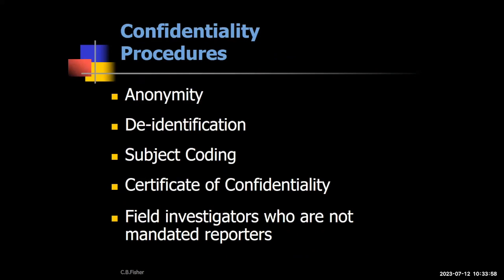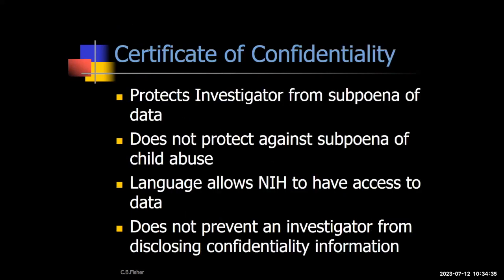So you all know all these confidentiality protections. John just gave a great description of one of them. Anonymity is one of them, de-identification, subject coding, even in qualitative research, the certificate of confidentiality, and then field investigators who are not mandated reporters. One of the things you really have to think about is that you may not be a mandated reporter, but the people in the setting that you're in may be. So you have to understand that that then subjects you to mandated reporting in your state, whatever the state reporting laws are.